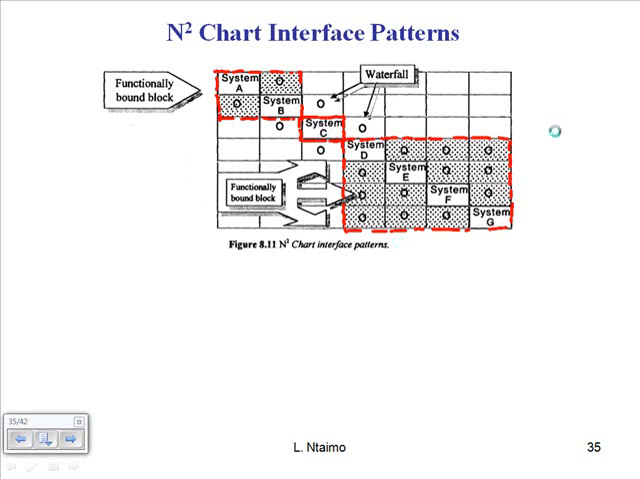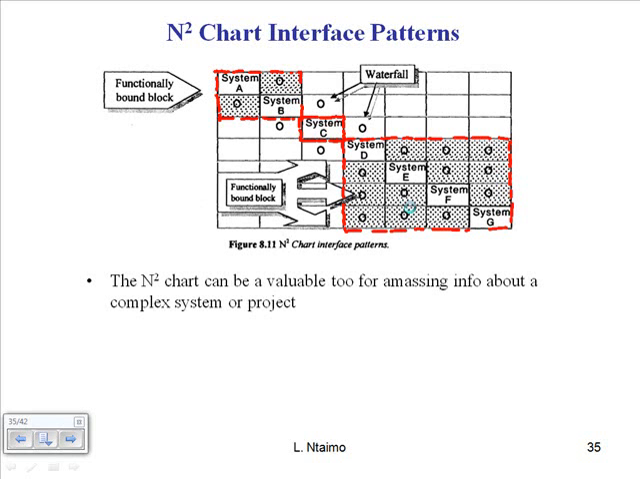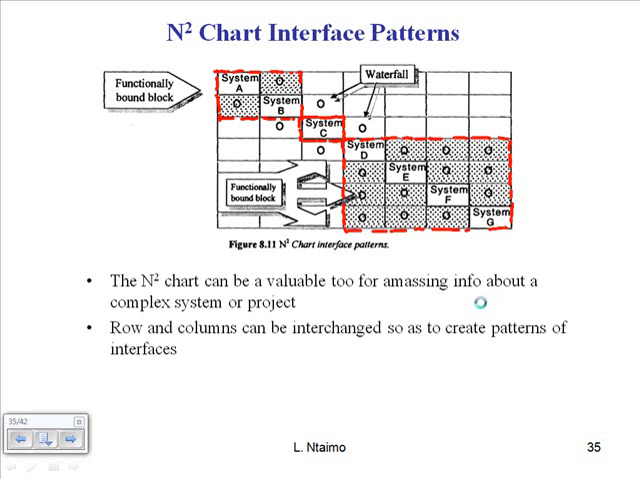Then this entire system may not be able to function as required because system C just is the only link between this block and this block. So that may be a bad thing. We may need to add some redundancy in the system. But I'm just looking at the n-squared chart and I can make those statements. Okay? So the n-squared chart can be a very valuable tool for amassing information about a complex system or project.